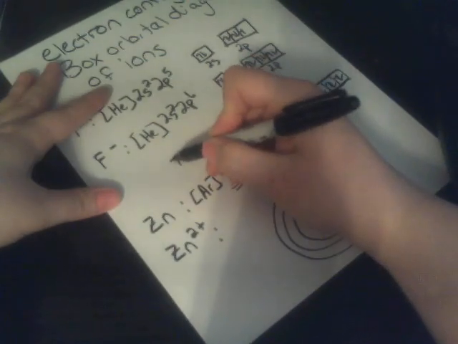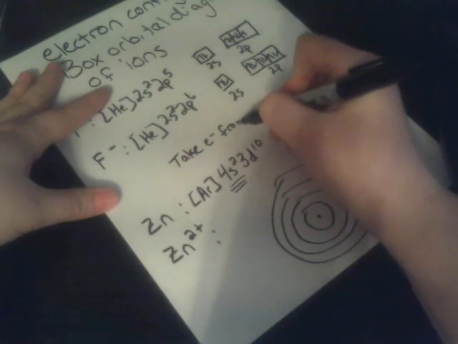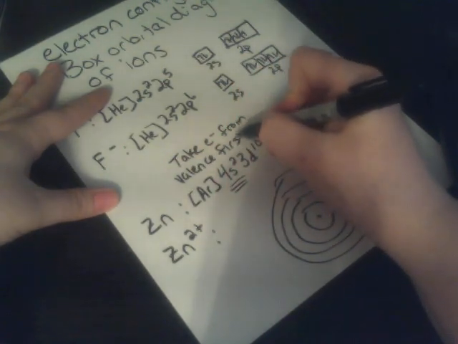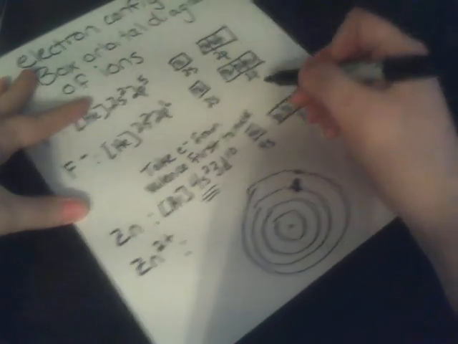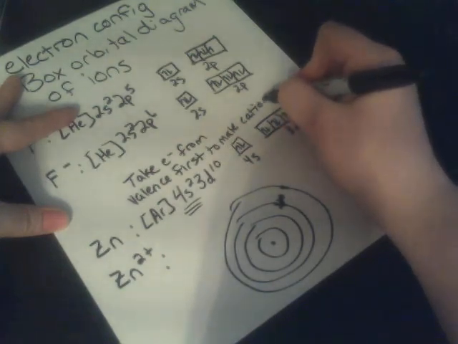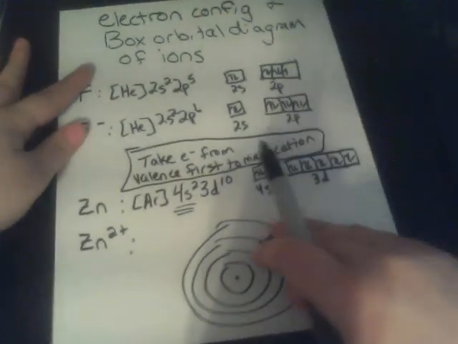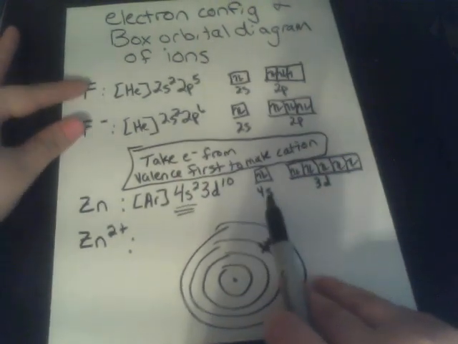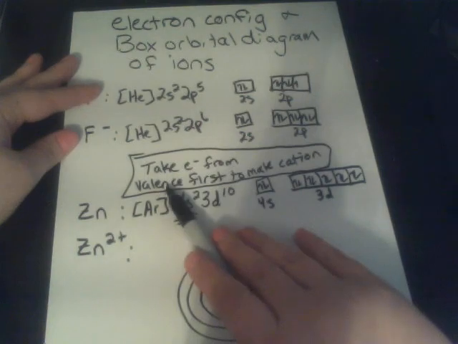So you take electrons from valence first when forming a cation. Oh, it's as sloppy as it is when I write on the board, isn't it? And I did note that I do have a squeaky chair, so I don't know how many things are distracting you from this, but luckily you get to replay this if you'd like.